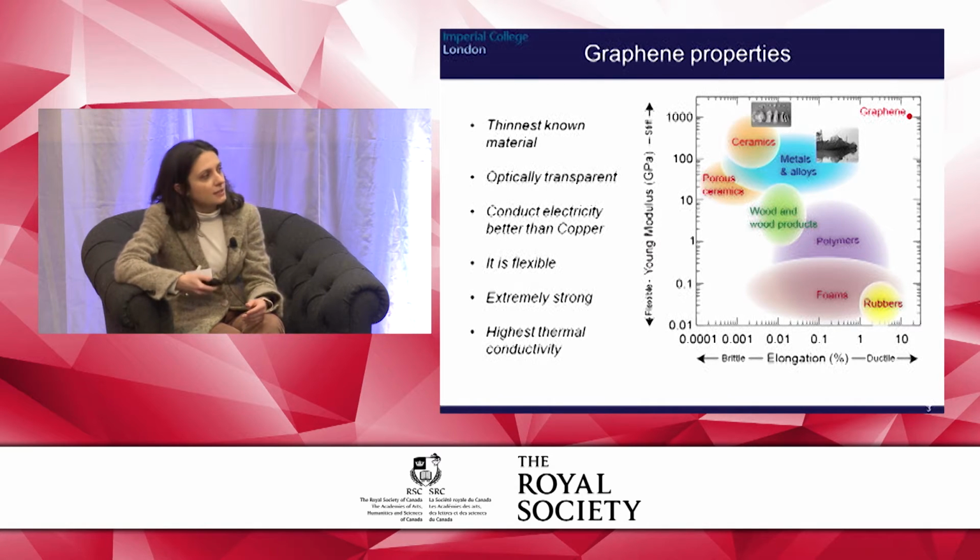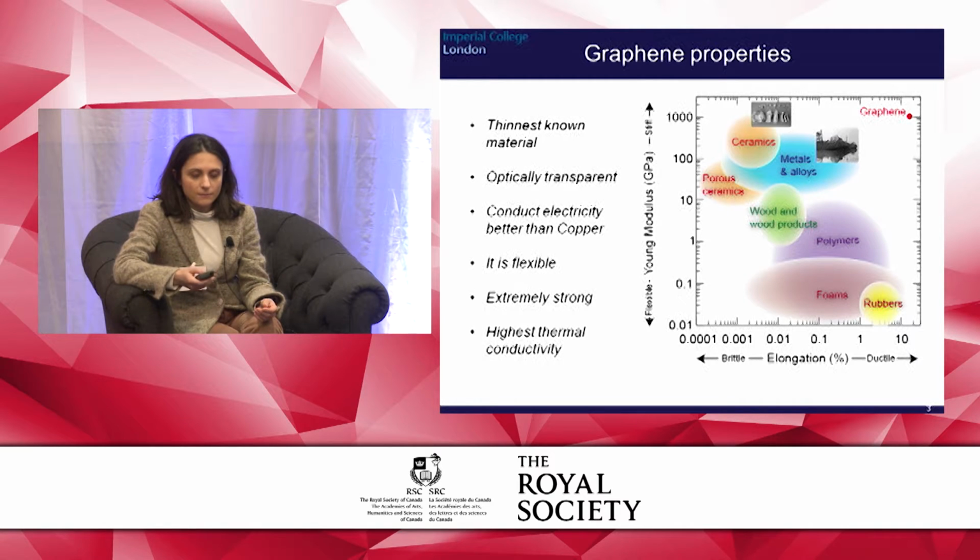And for instance, in this picture, we can see how the mechanical properties of graphene compare to other known materials. So we can see that it can be as ductile as rubber, but at the same time as strong as a ceramic or a metal alloy.